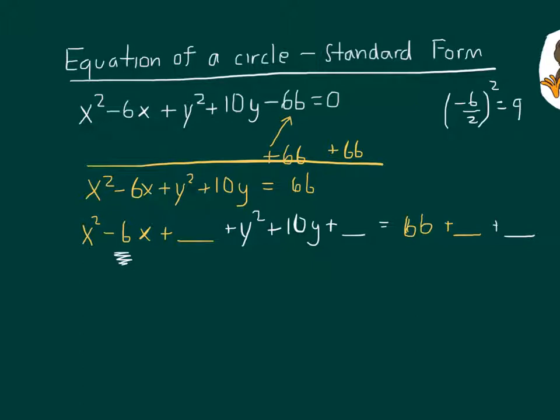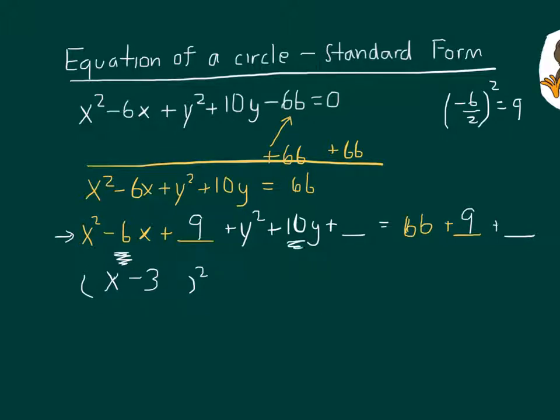Now that 9 is the number we add here, and on the right side as well over here, to complete the square. And since we have a perfect square trinomial right here, we're able to write this as x, and then we're just going to take half of this negative 6, or minus 3. And x minus 3 squared is x squared minus 6x plus 9. Now we do the same thing for the y's.